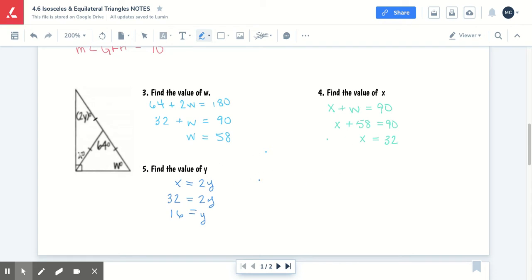Then finding x next. x is a little slice of this right angle over here, so that would mean that x and w are complementary. So I set that one up as x plus w equals 90, and then substituted with the value that I got for w. And then finally we needed y, and y is up here. It is one of the base angles on this isosceles triangle over here. So for that one, I said that x was equal to 2y, and then I substituted x with 32. Now there were other ways to get there, but any way you did it, you should have gotten w was 58, x was 32, and y was 16.